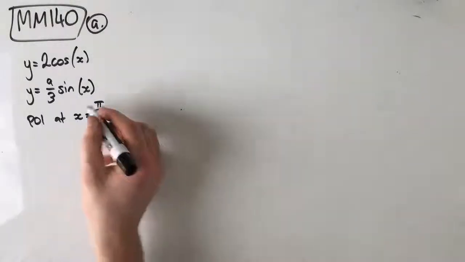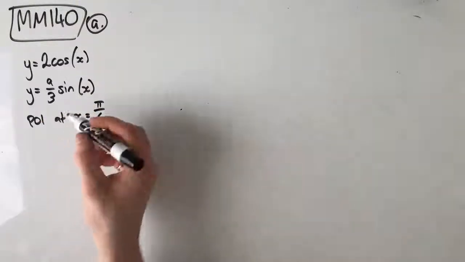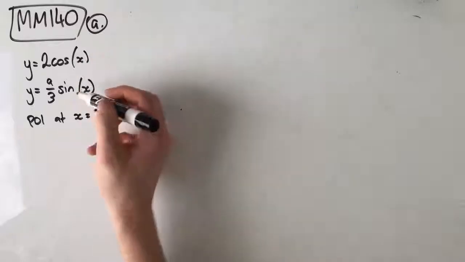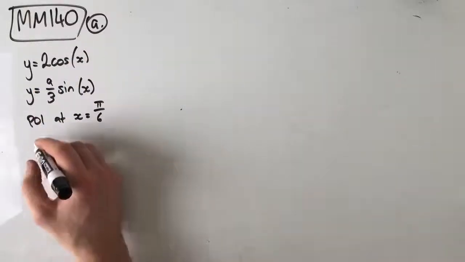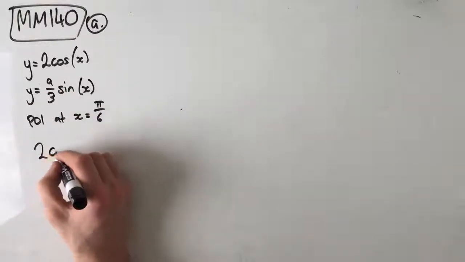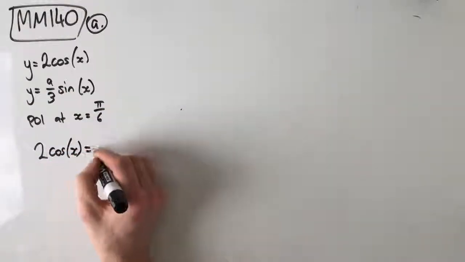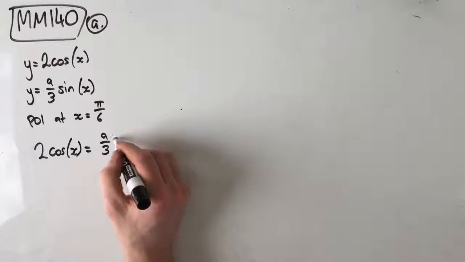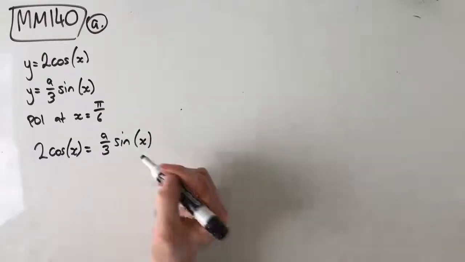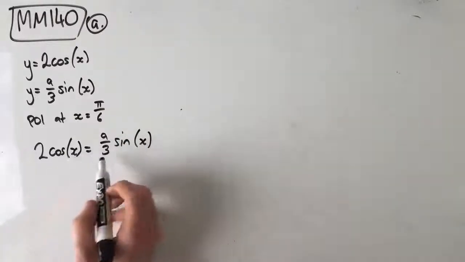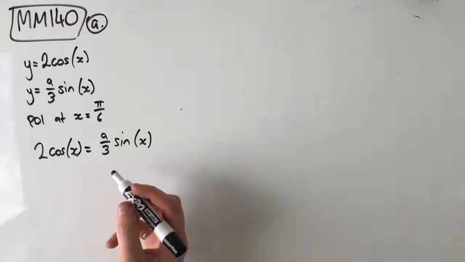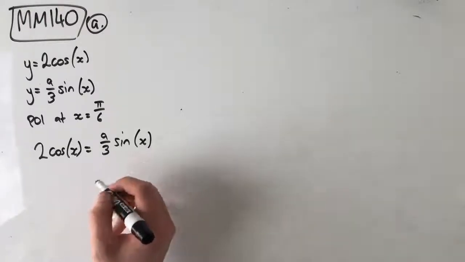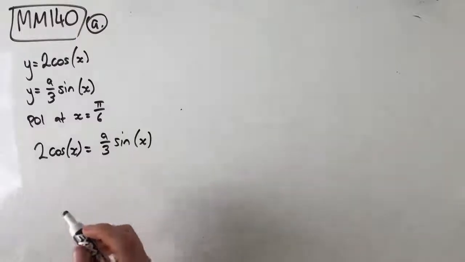So the biggest thing about the point of intersection is that at the point of intersection, these two graphs equal each other, because the y values will be the same and the x values will be the same, which means that we can make these two equal to each other. So 2 cos x equals a over 3 sin x. Now, as always, guys, whenever you see cos x and sin x in the same equation, that's when you want to change it into a tan x.